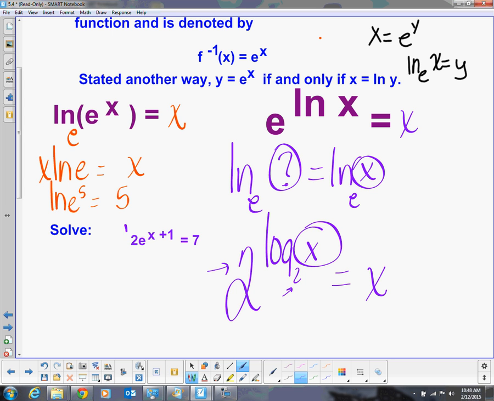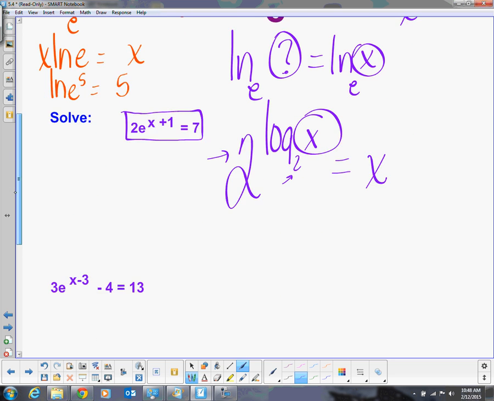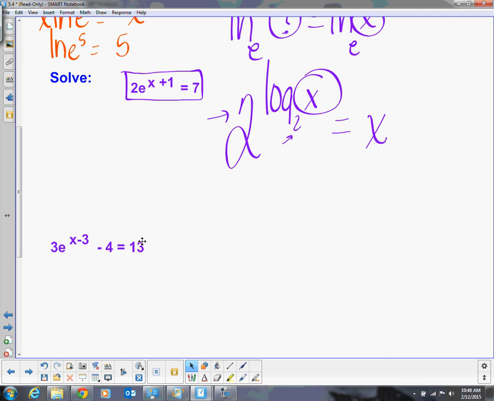Now, do I need to go back over these, or have we already done these? Didn't you do a whole worksheet on those? Okay, we'll do one. Let's do a more interesting one like this one.